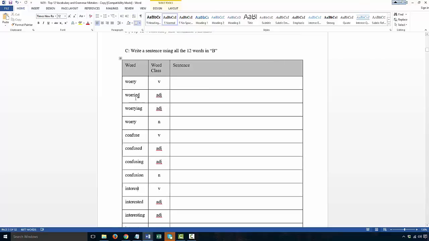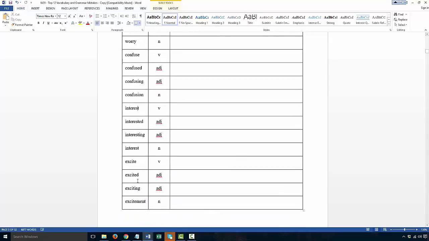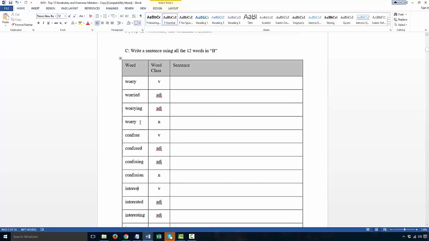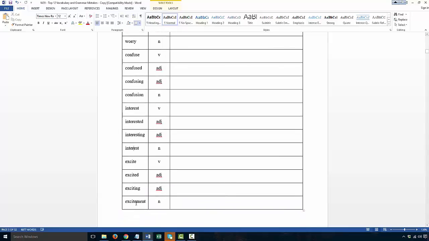Remember in the first page, I mentioned that you can create an adjective for some verbs, adding an ed and adding an ing. Not for all verbs, but for some verbs that's possible, and that will make it an adjective. So worried and worrying, just like confused and confusing, interested, interesting, excited, exciting. And then I also want you to write the noun, which is worry, confusion, interest, and excitement.